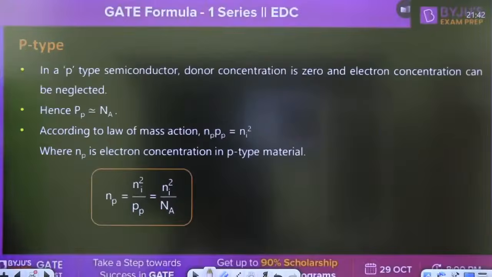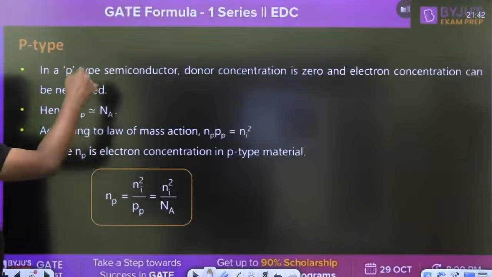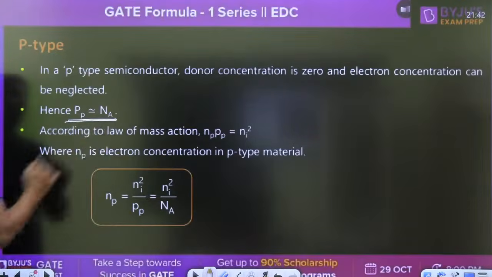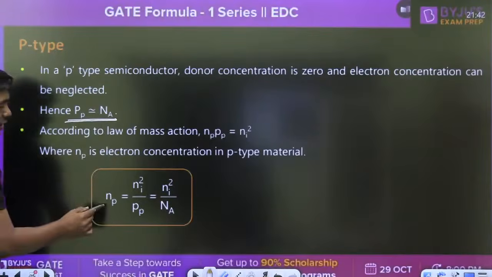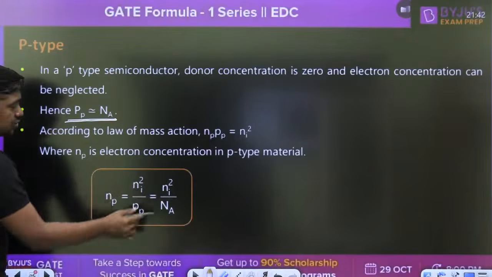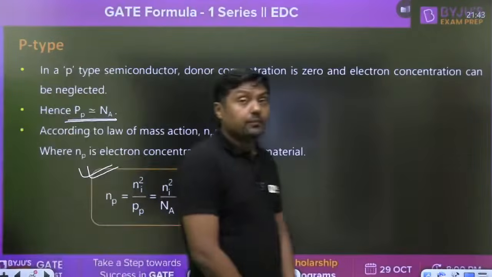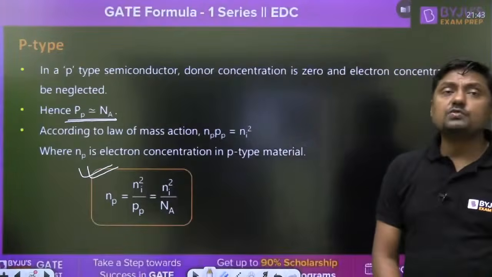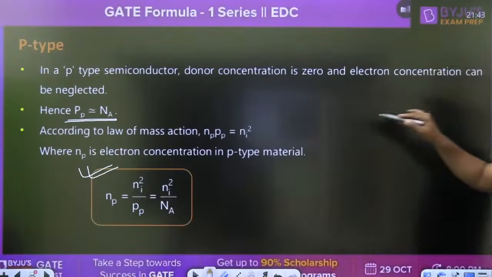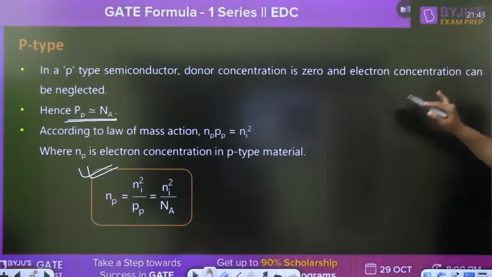Very easy. In P type, what is the concentration of holes? Na. What is the concentration of electrons? ni squared by p, that is ni squared by Na, according to the mass action law. Normally we use this formula. In P type, the majority carrier is the hole and the minority carrier is the electron.